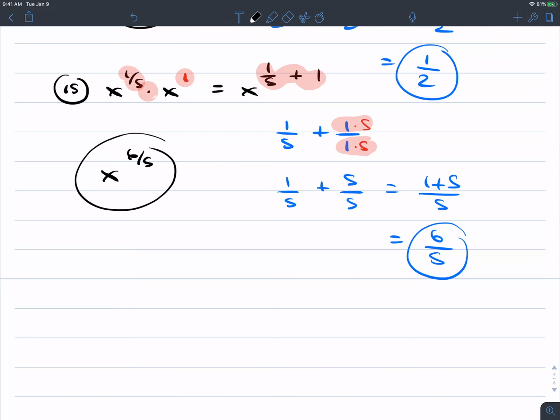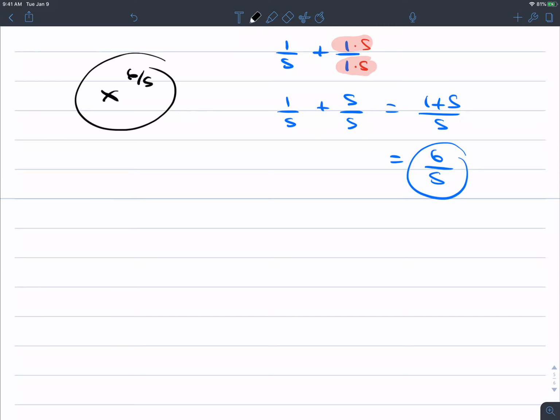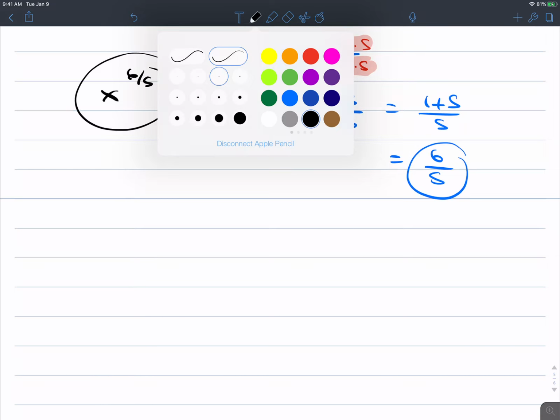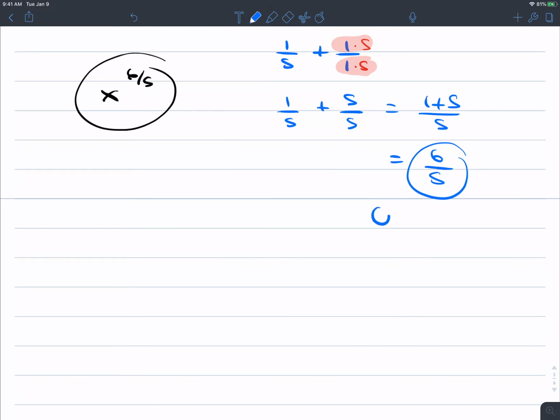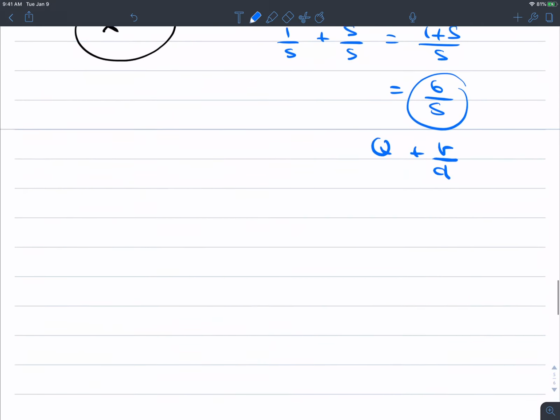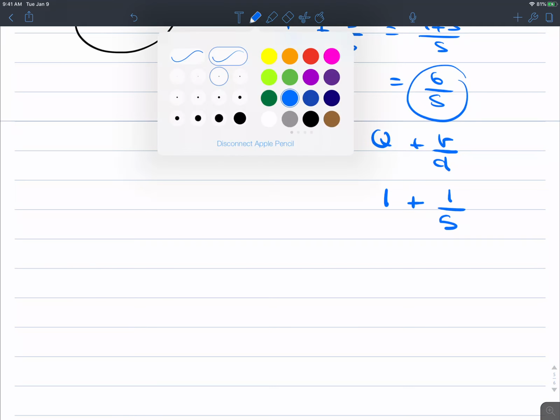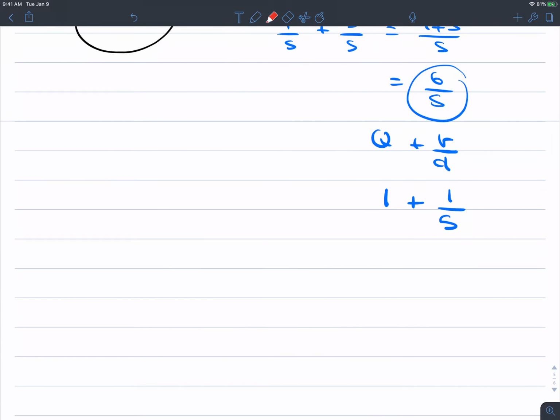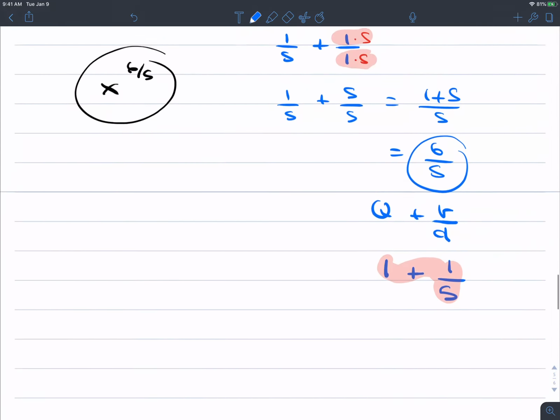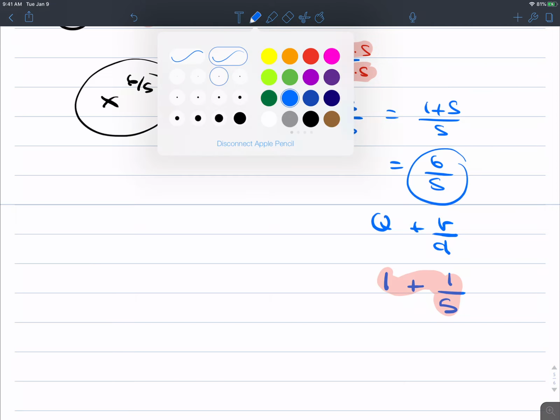But if they want you to write this as a radical, we have to convert 6/5 to a mixed number, right? A quotient plus a fractional part. So if you divide 6 by 5, what's your quotient? 1. And the remainder is 1, 5 is doing the dividing. Right, so this is my new power here. So I'm going to use this as a power here for 6/5.